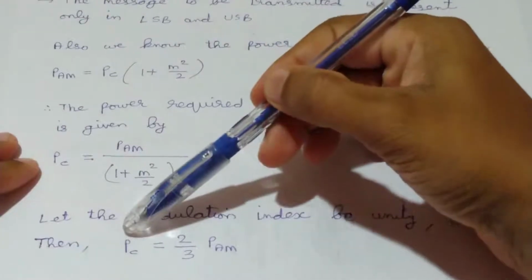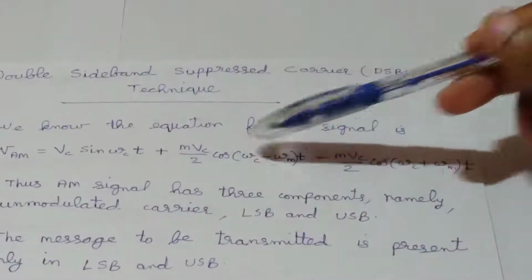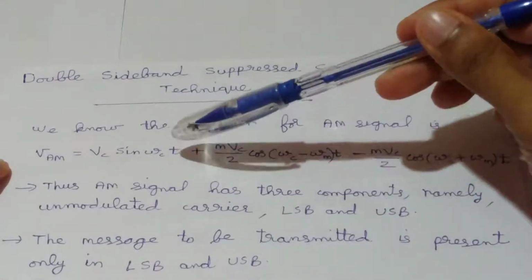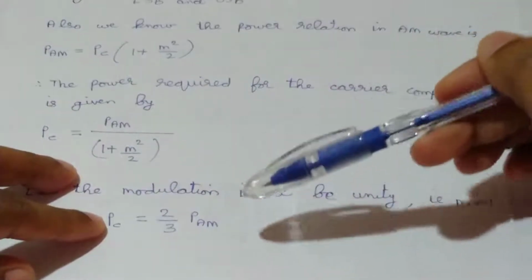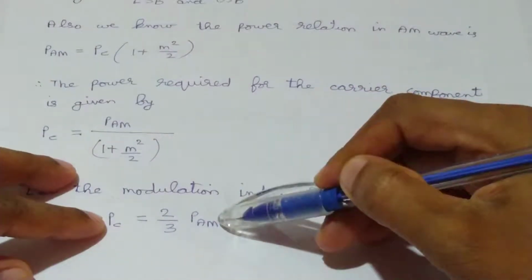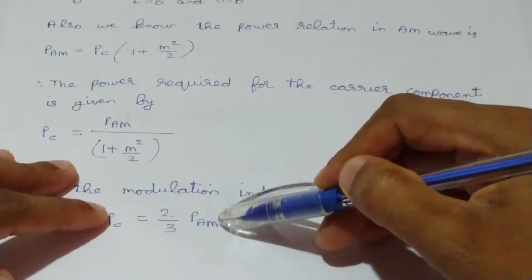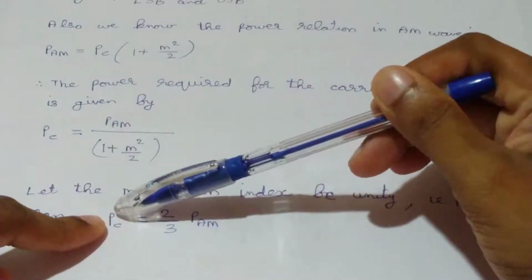of the carrier component which does not bear any message, because we have already stated that the message to be transmitted is present only in the lower sideband and upper sideband components. The message part is not present in the carrier component, and from this equation it is clear that 2/3 of the total AM power is used for the transmission of the carrier component. Only 1/3 of the total AM power is required for the transmission of the lower sideband and upper sideband components, but 2/3 of the total power is required for the transmission of the carrier component, which does not bear any message.